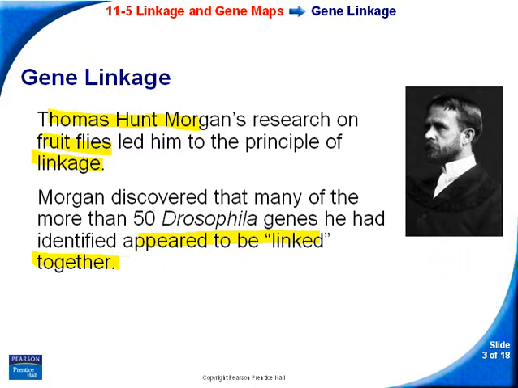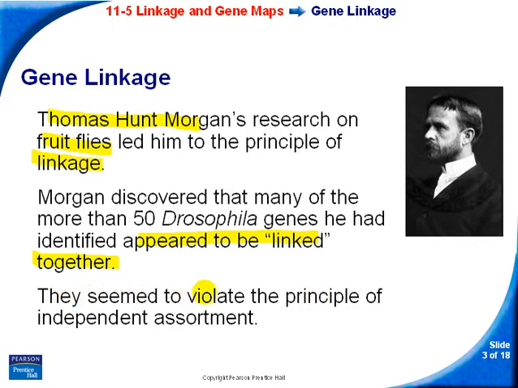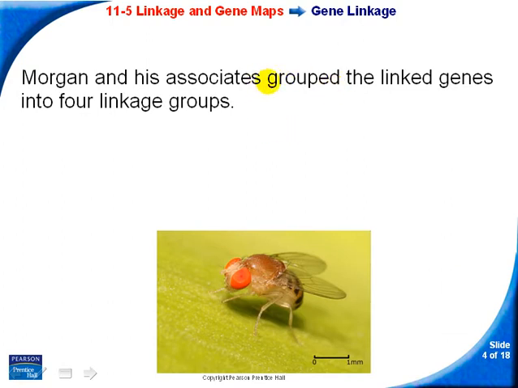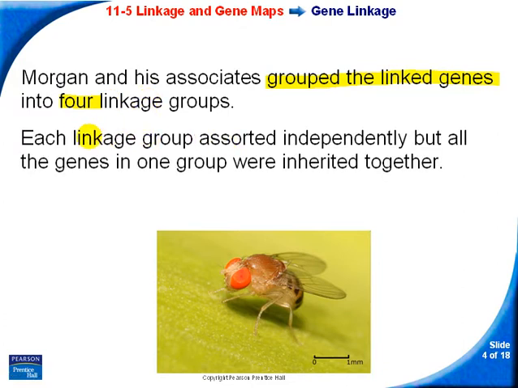Meaning, if you inherited one trait, you were very likely to inherit another trait from the same parent. That's a different gene, but somehow you seem to get them together, and this seemed to violate the principle of independent assortment. So they grouped the linked genes, the ones likely to be inherited together, into 4 linkage groups, and each linkage group assorted independently, but all the genes in one group were inherited together.